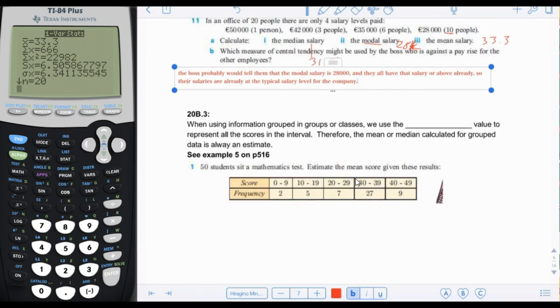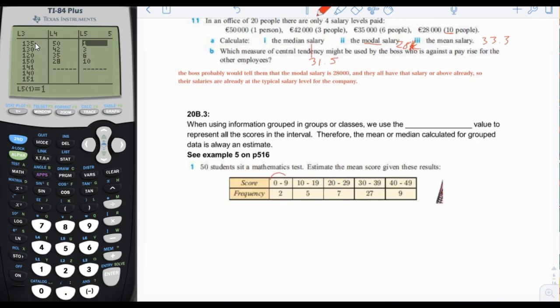Okay, last one. 20b.3, new section. When using information grouped in groups or classes, we use the midpoint value to represent all the scores in the interval. Therefore, the mean or median calculated for grouped data is always an estimate. I don't know if you noticed, but in the last couple pages, we've only calculated using stat edit with the column graphs. In this case, we want to do the frequency graphs with the intervals. So how do you put an interval like 0 through 9 in the calculator?